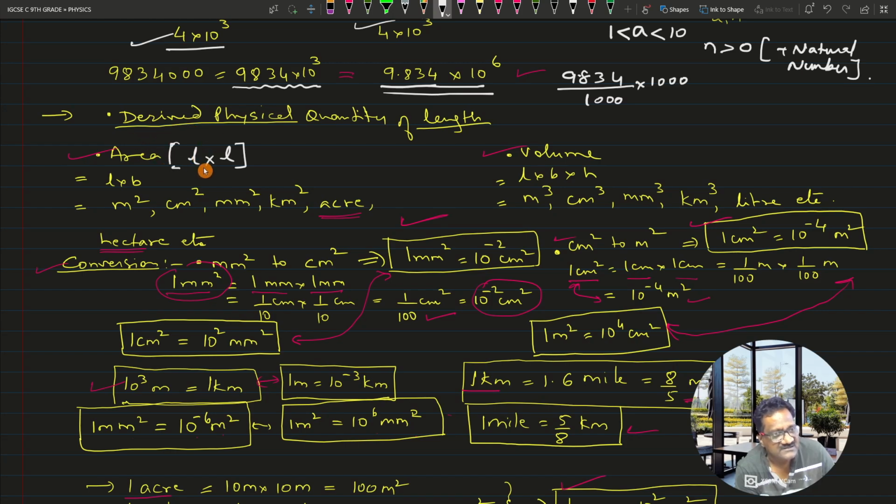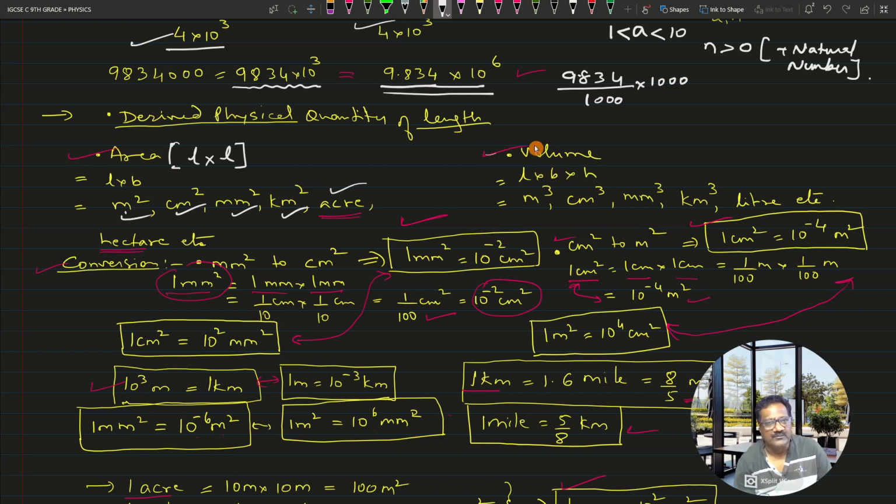Why? Because it is obtained from the fundamental physical quantity length, but it is obtained by multiplying two times length. So length into breadth. Breadth is also the unit of length only. So length and breadth can be taken as the unit of length only. So meter square, centimeter square, millimeter square, kilometer square, acre, all these are nothing but the units of area. So area is a derived physical quantity.